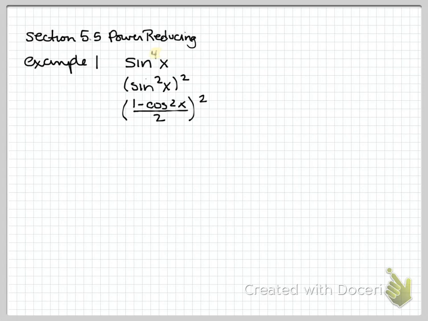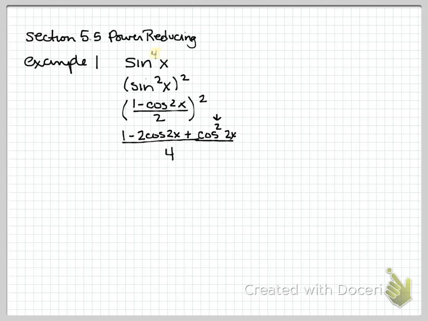So now I'm just going to multiply it out. If you remember to expand a binomial, it's the first one squared, so it's 1 squared, minus 2 cosine of 2x, plus the square of the second one, so cosine squared of 2x, all over 2 times 2 squared, 2 times 2 is 4, so I have a 4 in the bottom. Now, if you look at this, I still have an exponent. I still have that 2. I need to get rid of it.